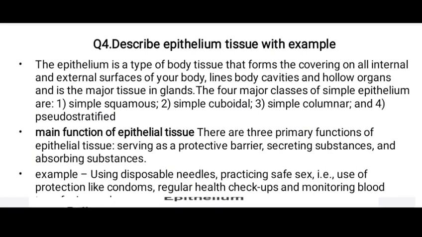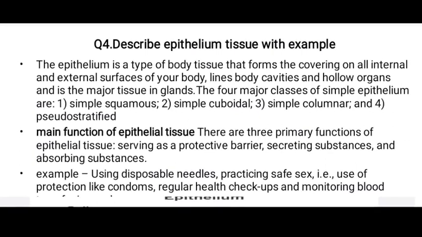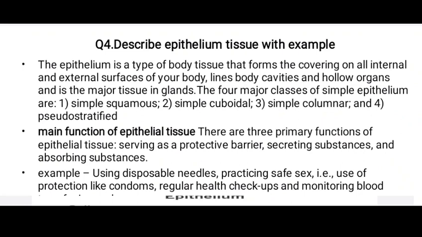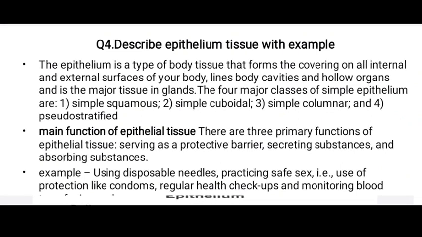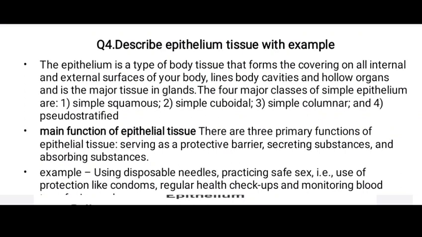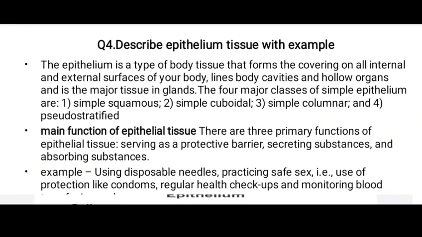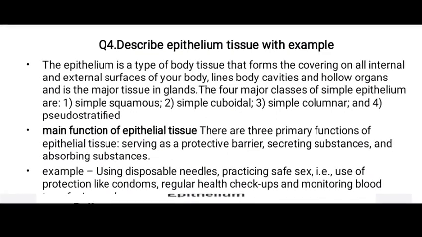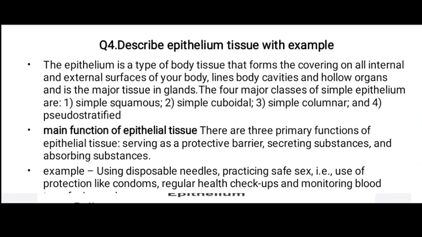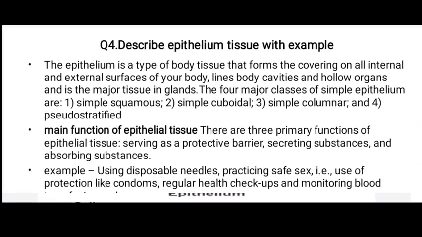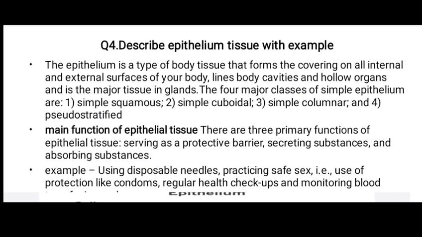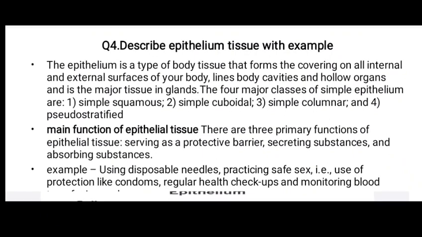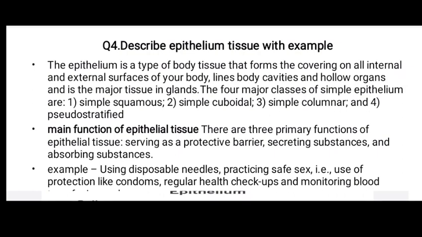The four major classes of simple epithelium are: one is the simple squamous, second one is the simple cuboidal, third one is the simple columnar, fourth one is pseudostratified columnar. The main functions of the epithelial tissue. There are three primary functions of epithelial tissue: serving as a protective barrier, secreting substances, and absorbing substances. Example, here diagram is also there.